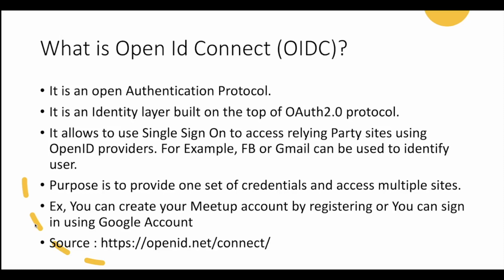For example, you can create your Meetup account by registering, or you can sign in using your Google account. Many of you might have already seen that when you try to register to a website, they give you two options. Either you provide your username and all the details in that website, or you just log into that website via Google. It means you already have a Gmail or Google account open in another tab, and when you go to the intended website or application, you get an option to log in via your Google account. You don't need to register in a separate website.